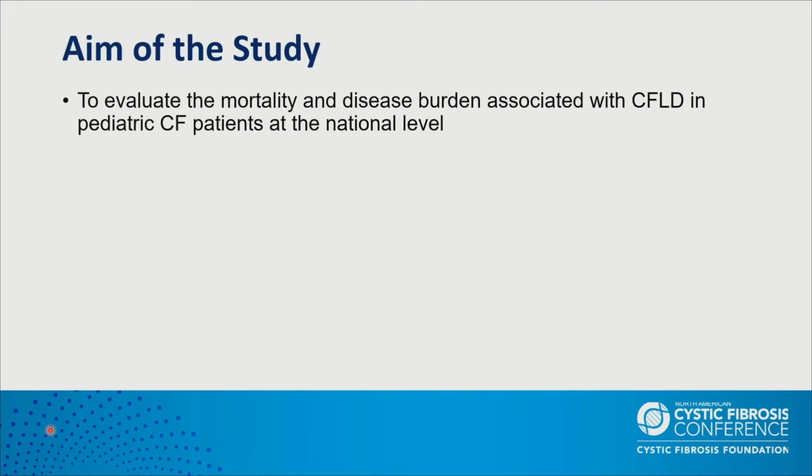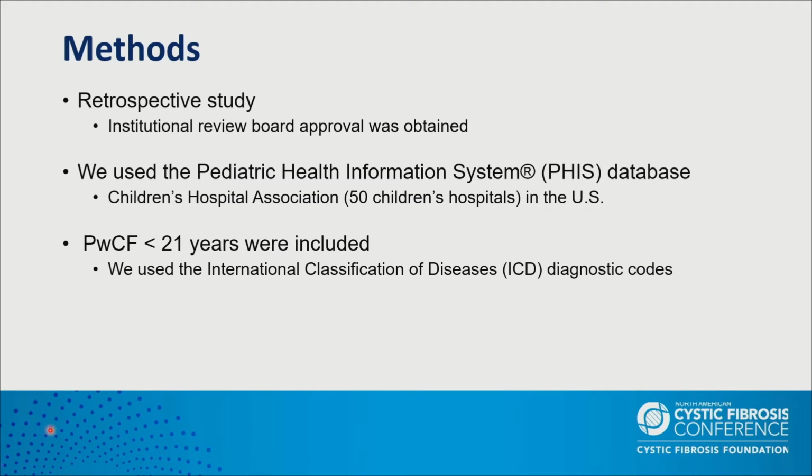So this is our aim, to evaluate the mortality and disease burden associated with CFLD in pediatric CF patients using a national level database. It's a retrospective design. We got the IRB approval. We used a database called PHIS, which stands for Pediatric Health Information System. This is administered by the Children's Hospital Association, which includes approximately 50 hospitals, which are either tertiary or quaternary level hospitals in the US. We included all the patients less than 21 years of age with CF. And for the diagnostic codes, we used the ICD, the International Classification of Diseases diagnostic codes.